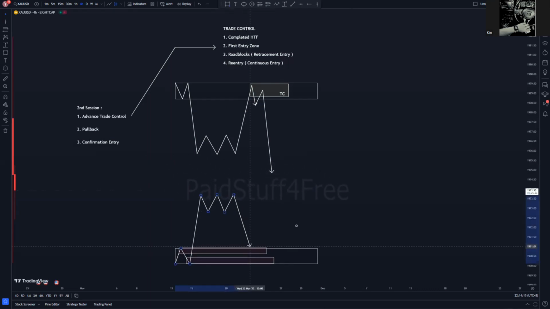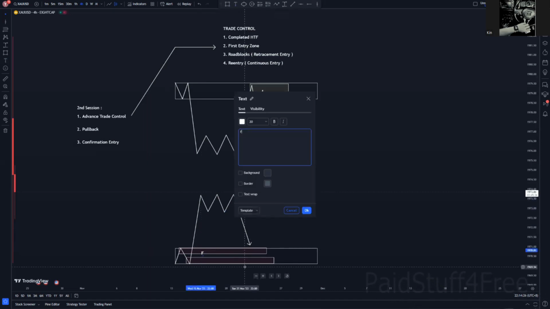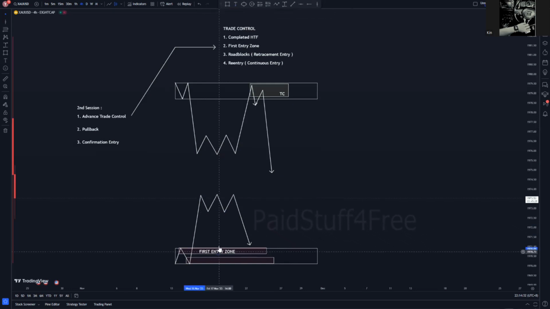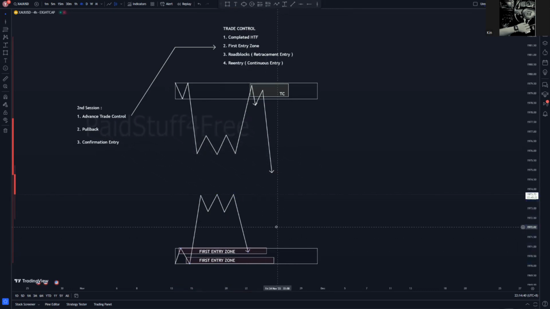These first entry zones are going to work for us to take a buy or to take a sell. Let me mark this one first. First entry zone. And the second one, the second first entry zone. When the price gets into the buy zone and into our first entry zone, we are going to wait for the price to create a confirmation entry.